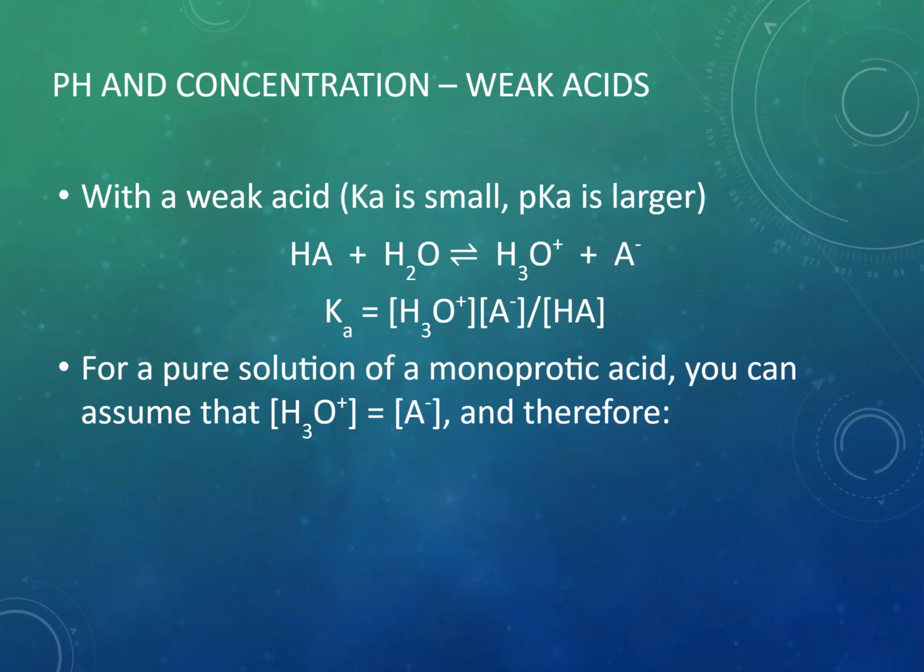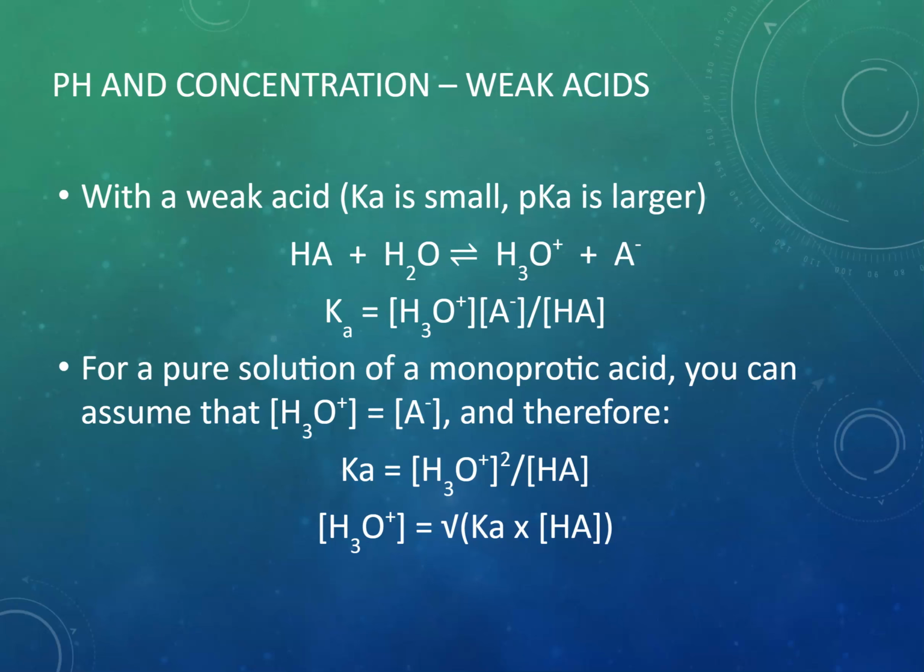This is obviously assuming we've got a monoprotic acid, but we're only going to be dealing with monoprotic acids in this standard. So you can make that assumption that the concentration of our hydronium ion and the concentration of our anion are equal. Therefore, we can simplify that expression down and solve it to find the concentration of H3O+, which is what we're going to need if we want to calculate pH.